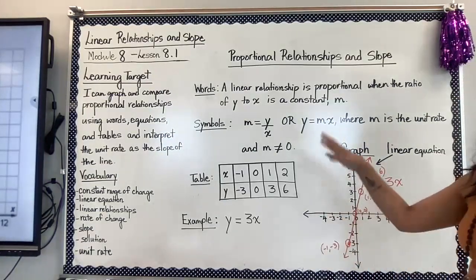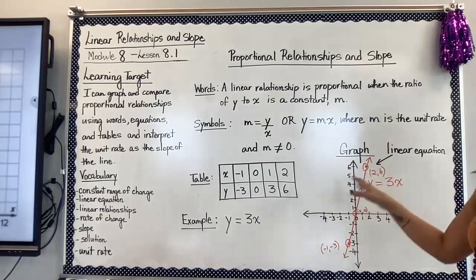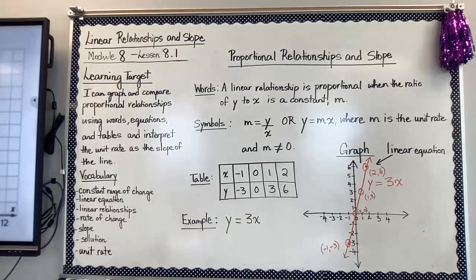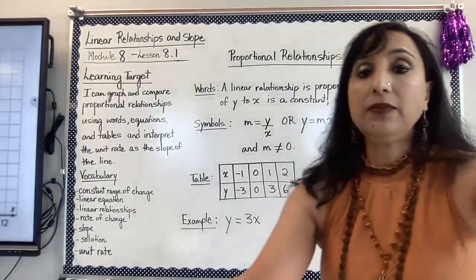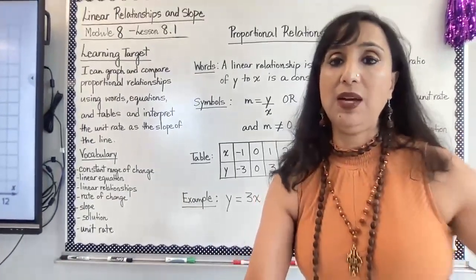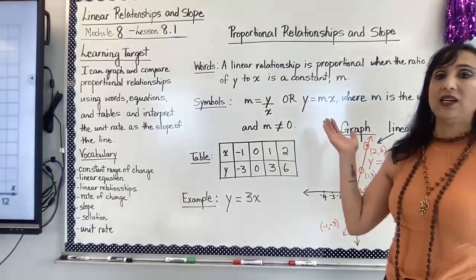Okay, so I have drawn some on the board just to make it clear. Proportional relationships can be represented using tables, graphs, words, or equations. All right, so I just want to give you an example. If you see what I have written over here in words, I can talk about it.